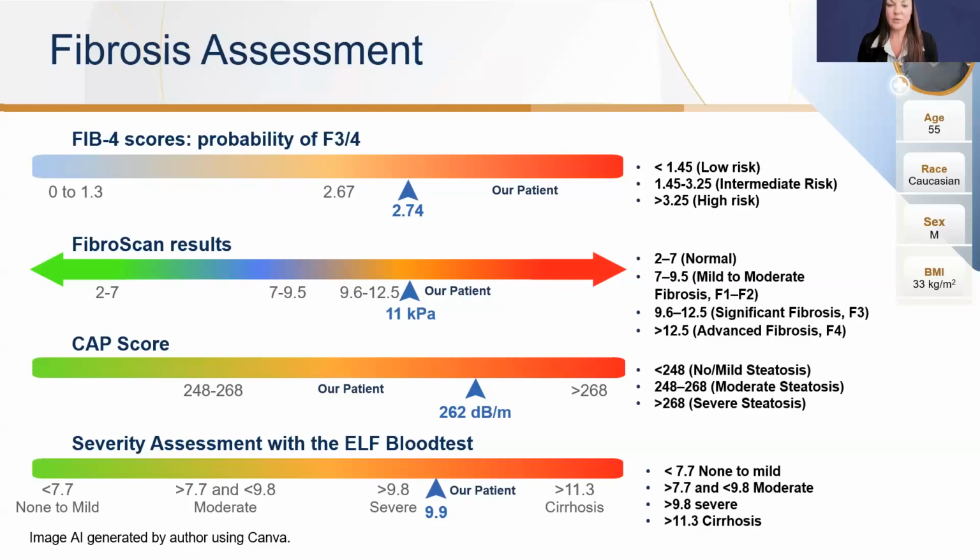He also had an ELF blood test done. This is a proprietary test offered by different laboratories. His ELF score was 9.9, which again, as you can see to the right there, is consistent with severe potential fibrosis, but not cirrhosis.